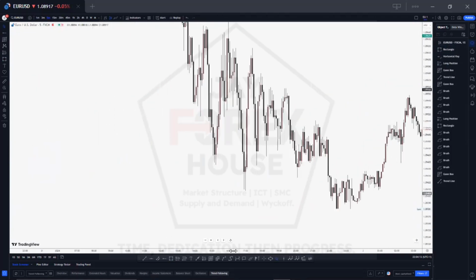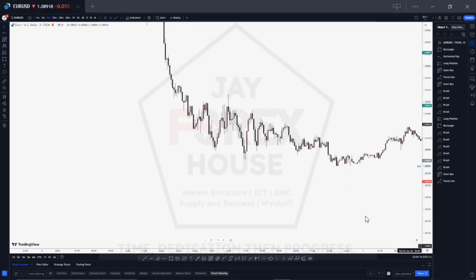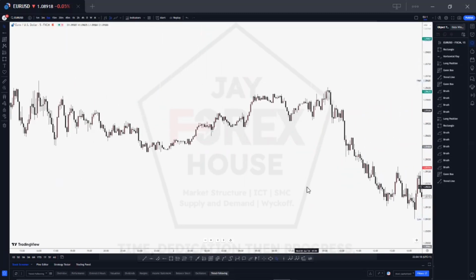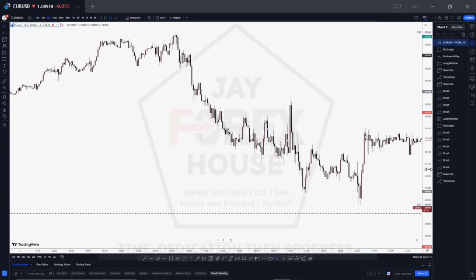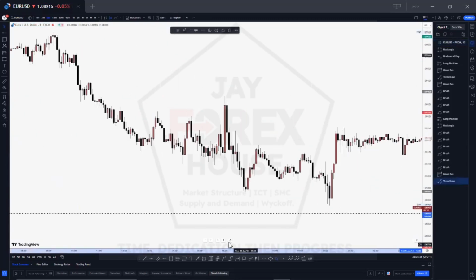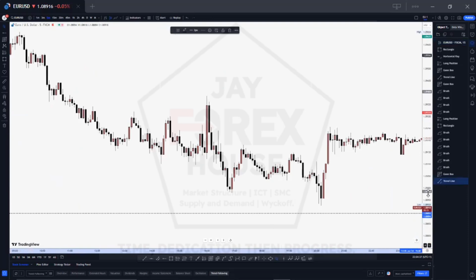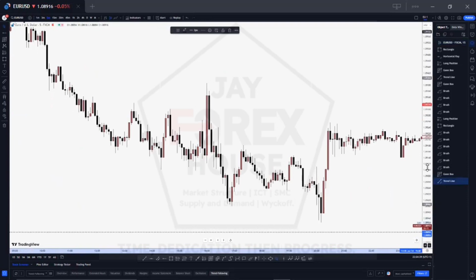All right, so we have the Quasimodo pattern. We have the stop point and break of structure. All right, so let me show you a little bit of that. If you're educated more on accumulation, manipulation, and distribution, then it's basically what the stop point and break of structure pattern is. So there's not much difference.